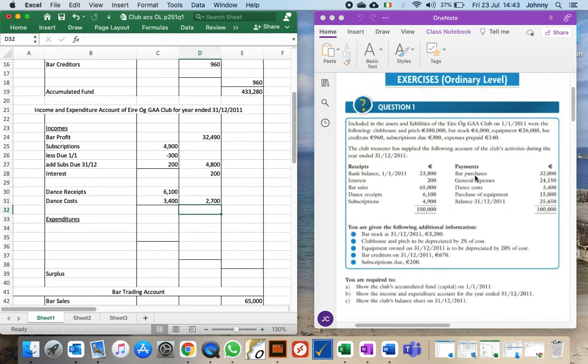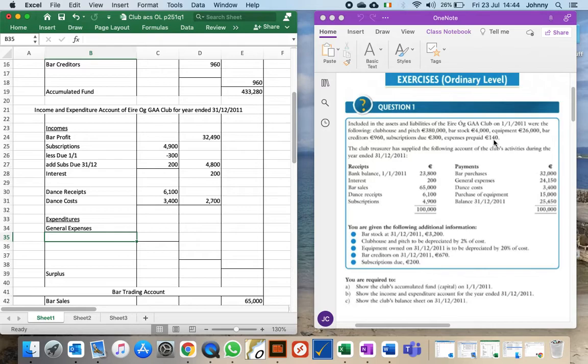So I've dealt with bar purchases. I've got general expenses. Okay, so that's one of my expenses. Now, 24,150 now. I just need to see, are there any adjustments? Oh yeah, there's expenses prepaid at the beginning. Are there any expenses prepaid at the end? No, there isn't. Okay, so the expenses prepaid.